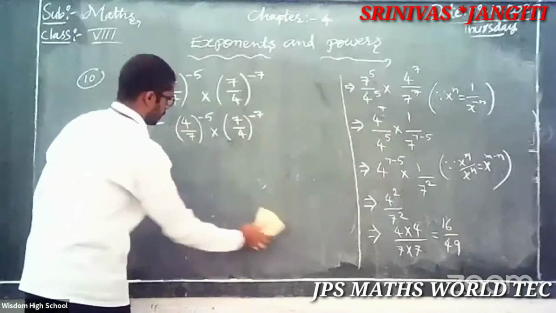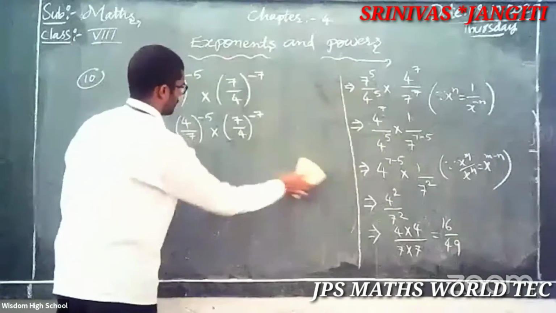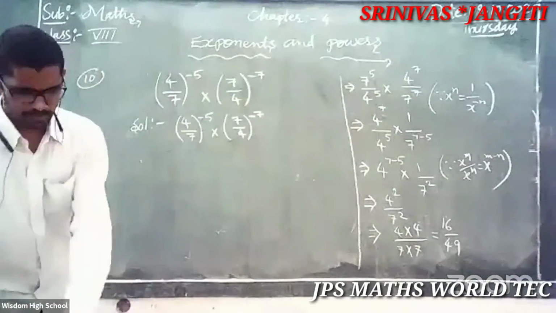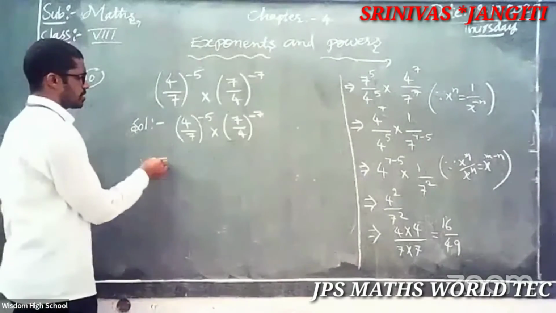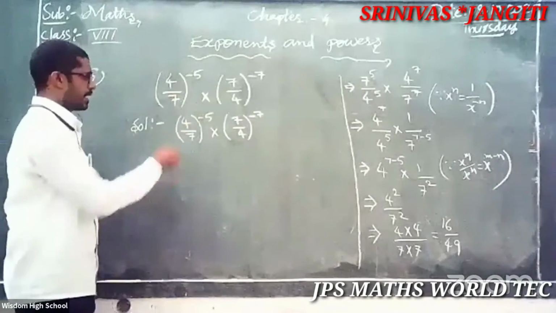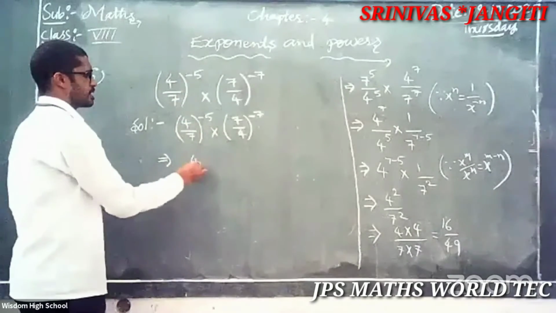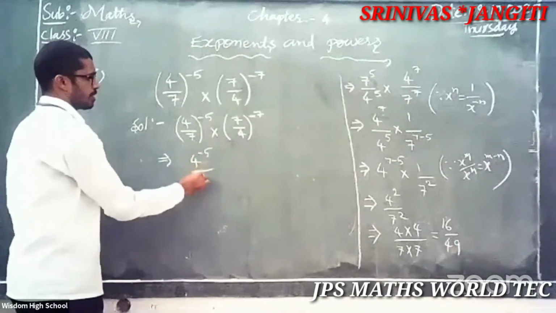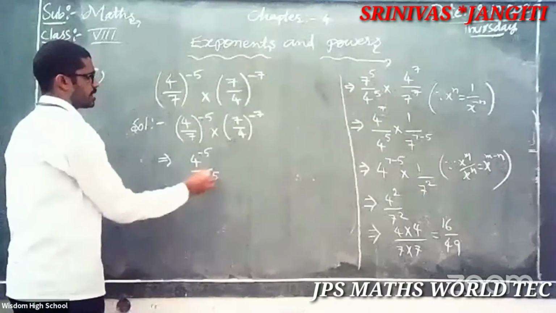It is x to the power of minus n. Suppose x to the power of minus n. What do you observe here? It is looking like x by y all to the power of m, right? X by y all to the power of m means x to the power of m by y to the power of m. That you know. In the same manner, what is here?